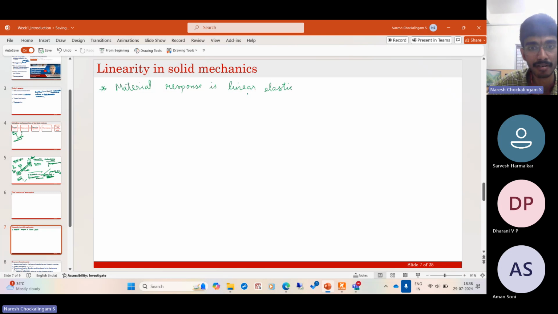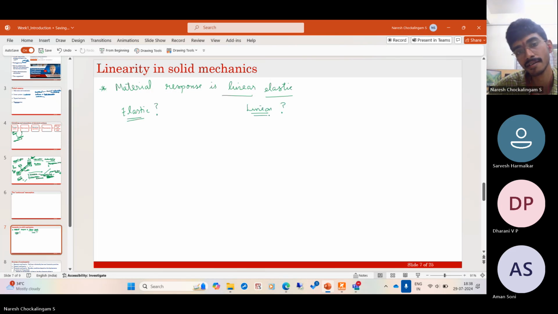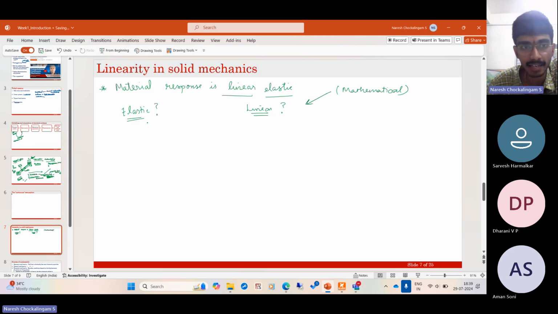Let us split it up. So linear is something, elastic is something. So what is elastic and what is linear? One of them, okay, let me put it this way. These are two different things. One of them is a mathematical idea. The other is a materials idea. So linear is something mathematical, elastic is something material, right?